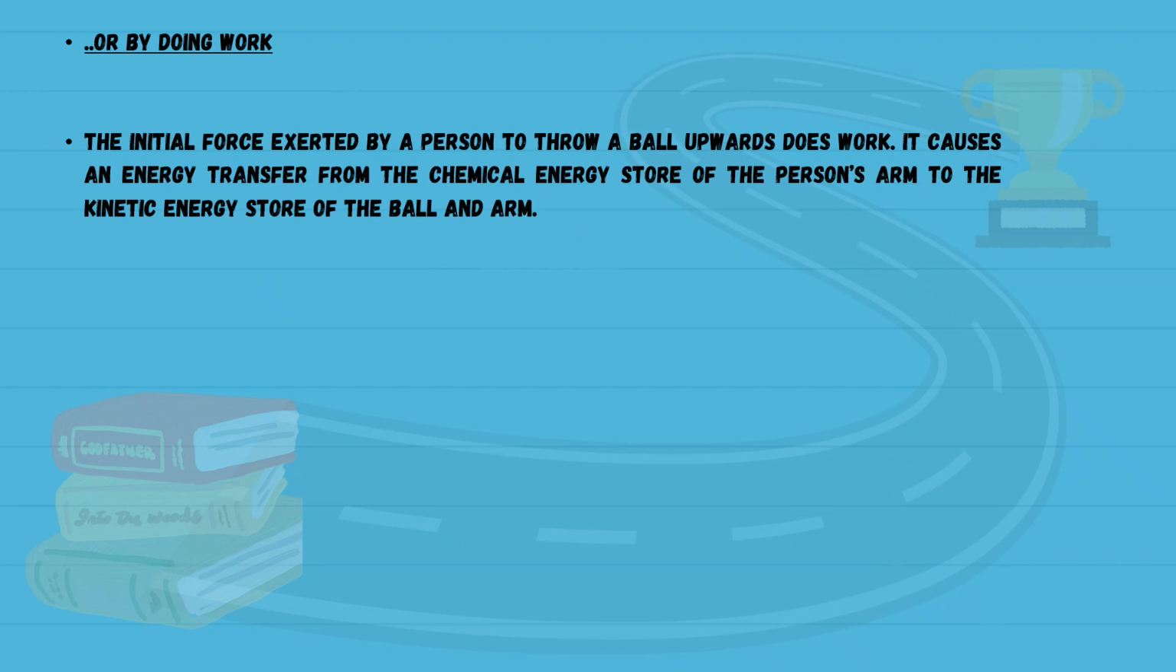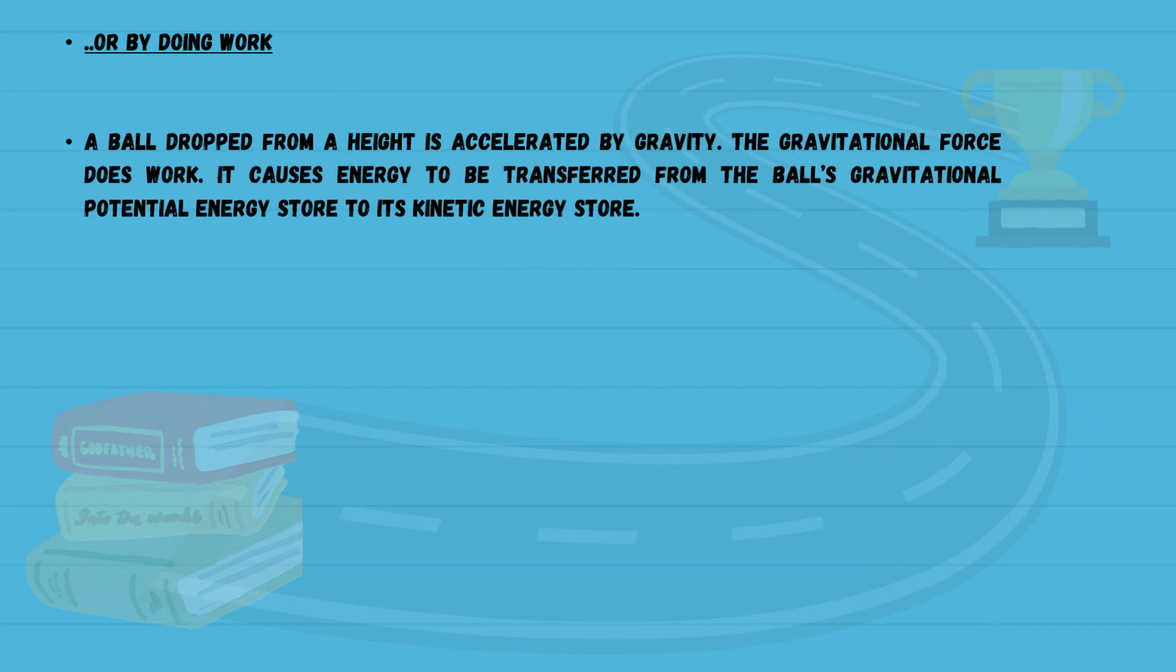The initial force exerted by a person to throw a ball upwards does work. It causes an energy transfer from the chemical energy store of the person's arm to the kinetic energy store of the ball and arm. A ball dropped from a height is accelerated by gravity. The gravitational force does work. It causes energy to be transferred from the ball's gravitational potential energy store to its kinetic energy store.